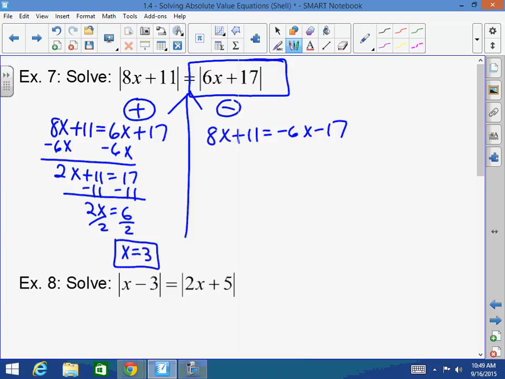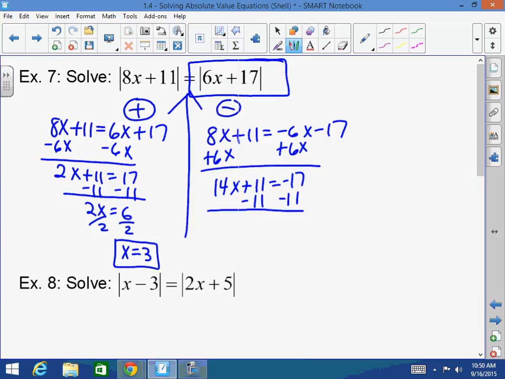To the other side now. Add 6x to both sides. Again, these are all skills that we already learned. 14x plus 11 equals negative 17. Subtract 11 from both sides. 14x equals negative 28. Divide by 14. x equals negative 2. Let's see if it works, guys.